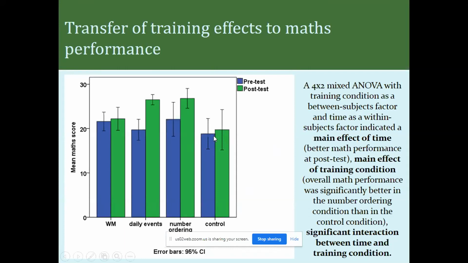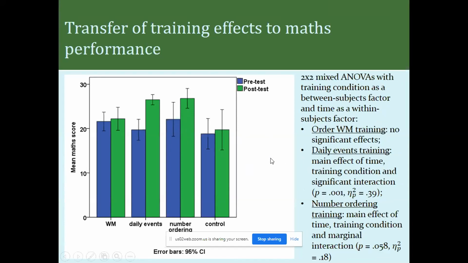When we ran an ANOVA to compare training effects across all conditions, we had a main effect of time: after the training, children performed better on the maths test than before. There was a main effect of training condition, which showed that children in the number ordering condition overall, across the 2 testing sessions, performed better at maths than the control group. And there was a significant interaction between time and training condition, showing that the training effect was different across the different training conditions.